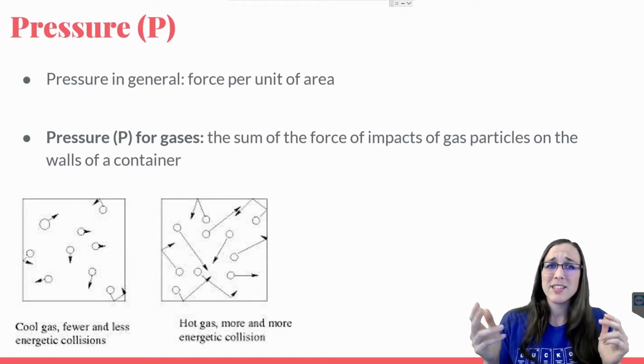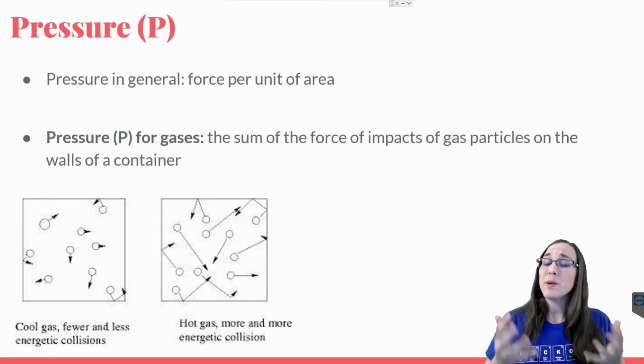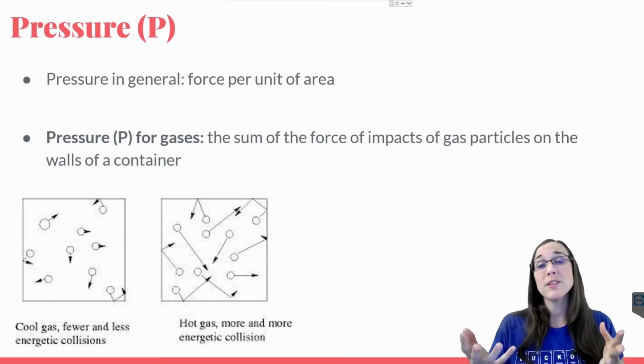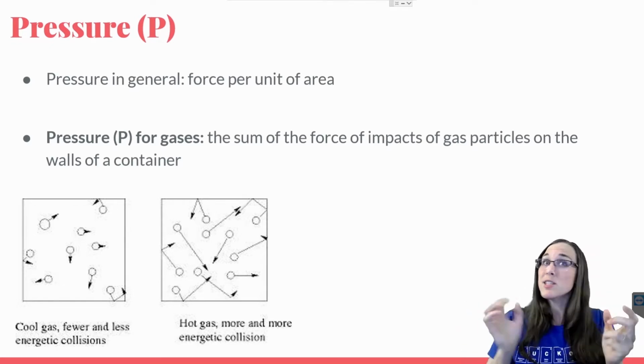Since you were able to pick out some of the pressure units, what is pressure in the first place? It's a force per unit of area. The pressure for gases, then, in terms of chemistry, would be the sum of the force of the impacts of the gas particles against the walls of the container.